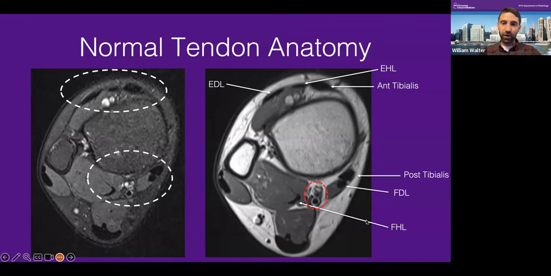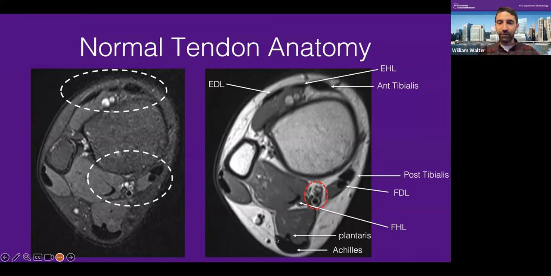At the so-called tarsal tunnel here, behind the medial malleolus at the posterior medial ankle, you have posterior tibial tendon, flexor digitorum longus, and flexor hallucis longus with a rather large muscle belly. That's normal for these structures. The muscle belly of FHL is low-lying, and so you'll see this muscle along with its tendon here. Interposed between FDL and FHL is the posterior tibial neurovascular bundle here.